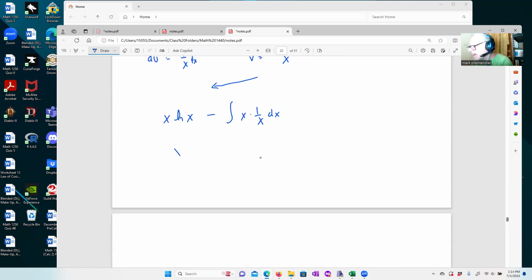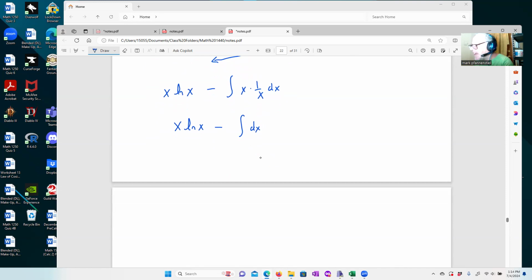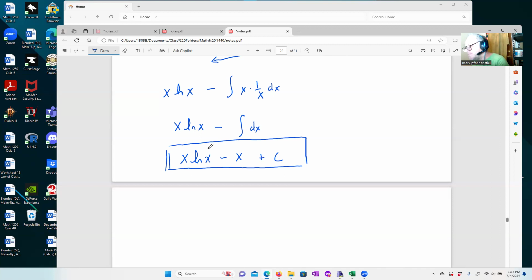So we're just going to have x ln x. Now this part has already been integrated, so we're okay with that. Minus the integral of x over x, which is just going to be 1 dx. That's a nice integral. So we have x ln x minus x. Now we put in our plus c because we are at the end of our integration. At the end of an integration problem, we put in our plus c. And that is how you do integration by parts.